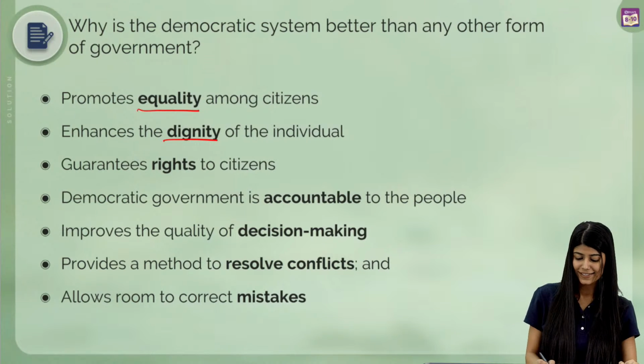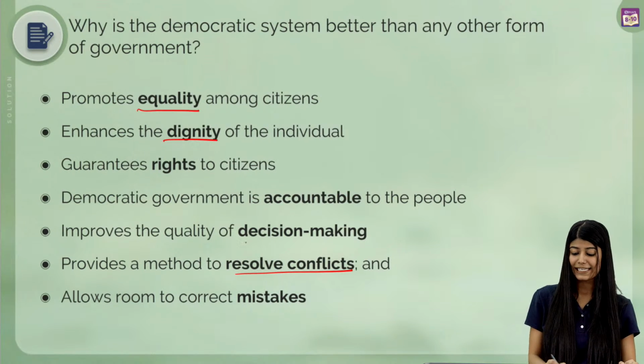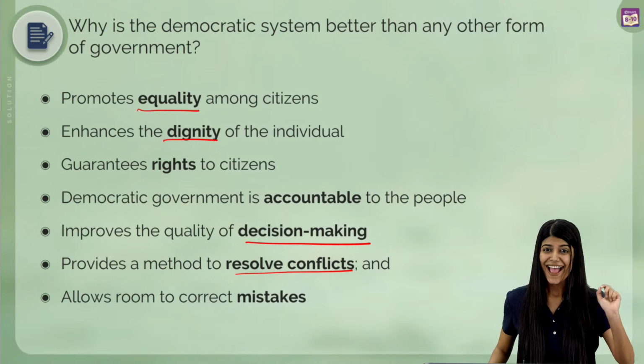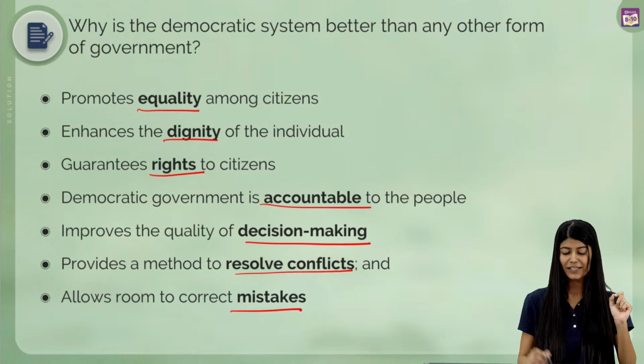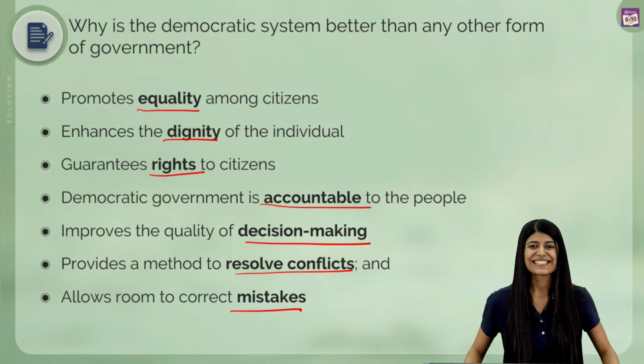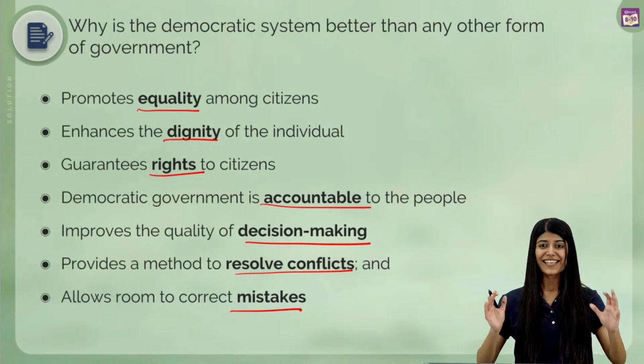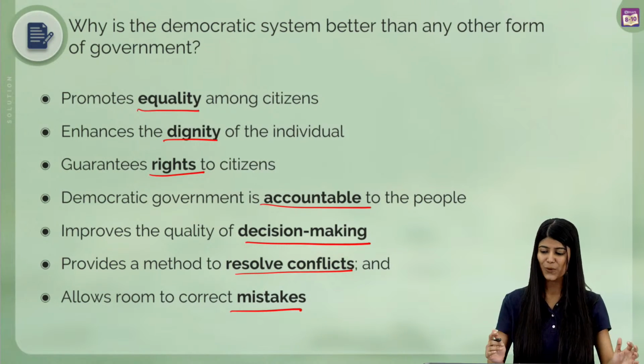So C is resolve conflicts, D is decision making. And the last, RAM. R is rights, A is accountable, and M is mistakes. Alright, so this is how we will be answering this question.